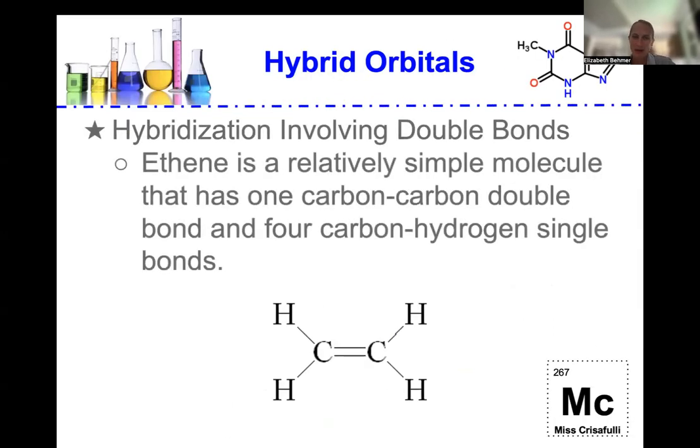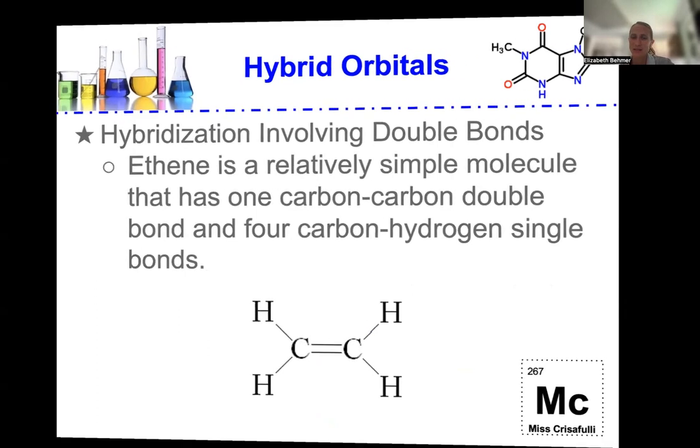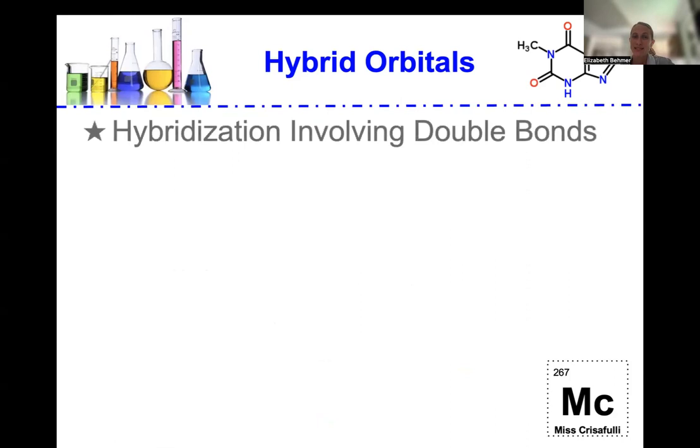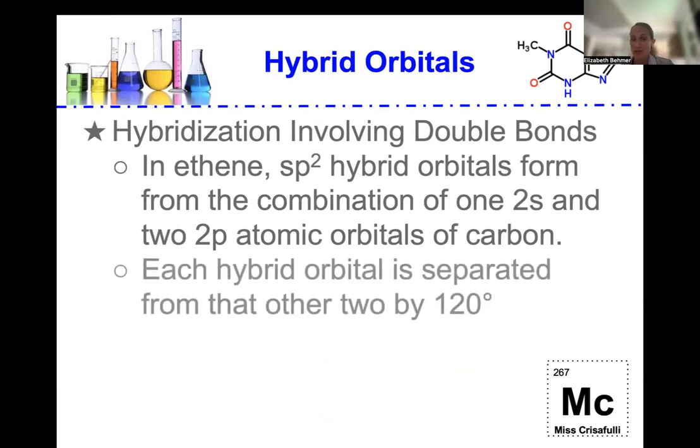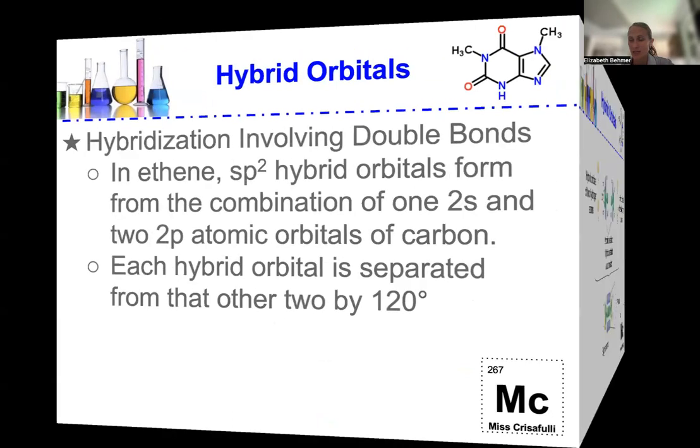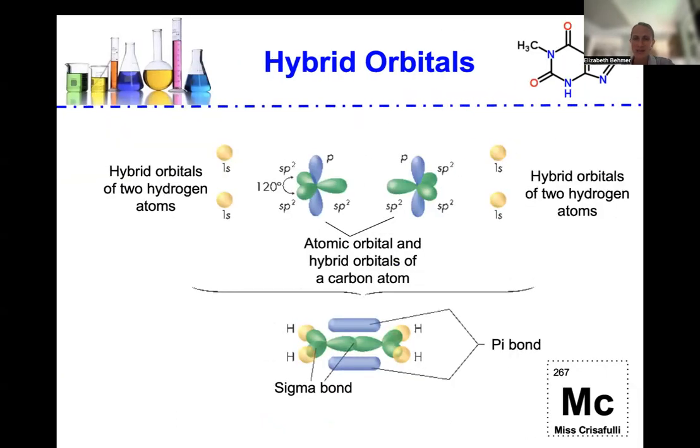Hybridization involving double bonds. Ethene is a relatively simple molecule that has 1 carbon-carbon double bond and 4 carbon-hydrogen single bonds. Hybridization involving these double bonds in ethene, the sp2 hybrid orbitals form from the combination of 1 2s and 2 2p atomic orbitals of carbon, and this makes each hybrid orbital separated from the other by 120 degrees. And we can see that shown here, the 120-degree angle.